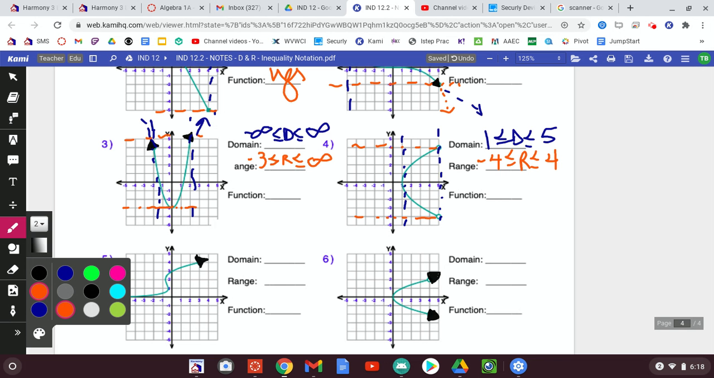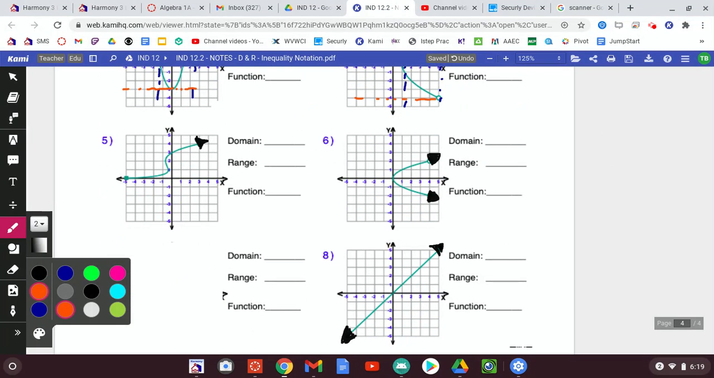So that one doesn't have any infinities, but it shouldn't because there are no arrows on the graph. So if you have arrows on the graph, you're going to have some infinity somewhere on your graph. If you have no arrows on your graph, then you're not going to have any infinities in your answer. Okay? All right, so let's look at this one.